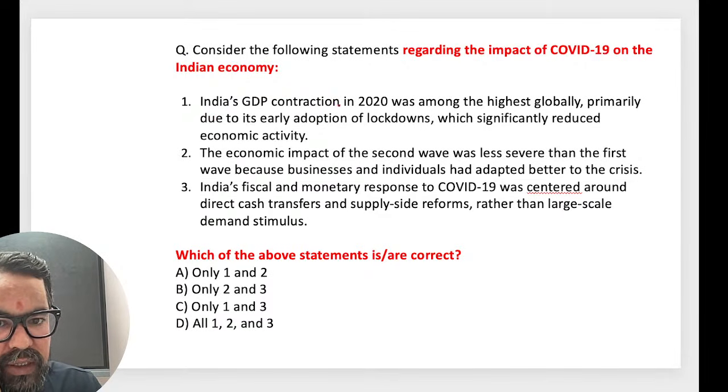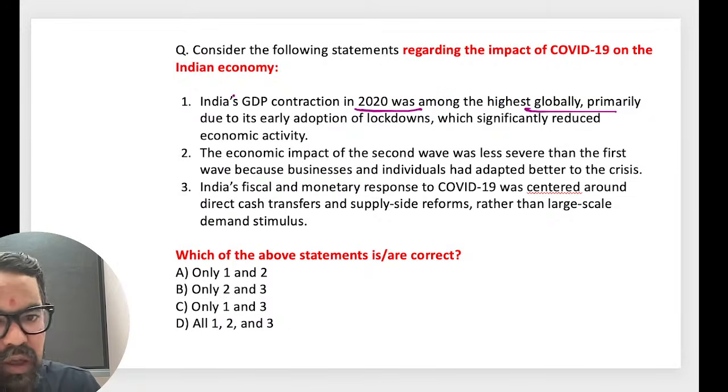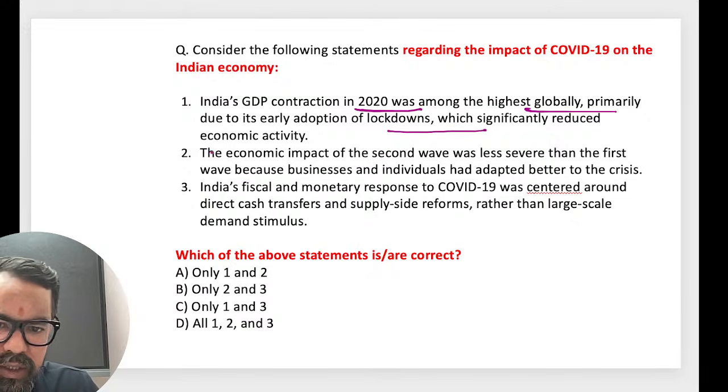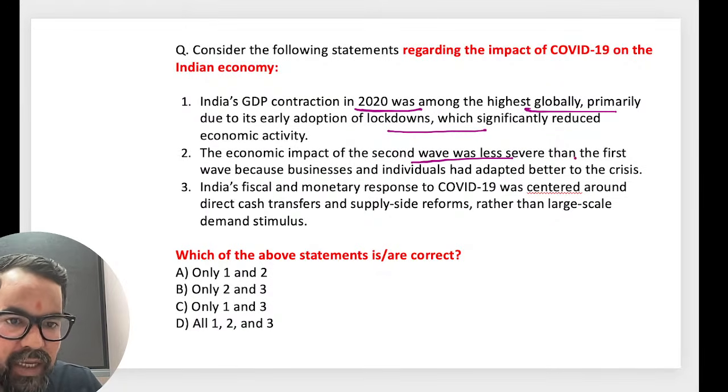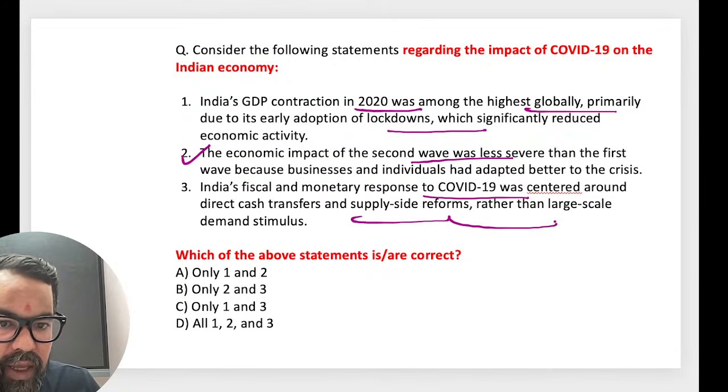So India's GDP contraction in 2020 was among the highest globally. No, first of all, we were not in the highest range, primarily due to adoption of lockdowns, which significantly reduced the economic activity. ठीक है. We were not in the highest, if you compare the overall things with other economies and all. The economic impact of the second wave was lesser than the first wave. That is 100% true. We got prepared by that time. India's fiscal and monetary responses to COVID-19 were centered around direct cash transfers and supply side reforms rather than large scale demand stimulus.